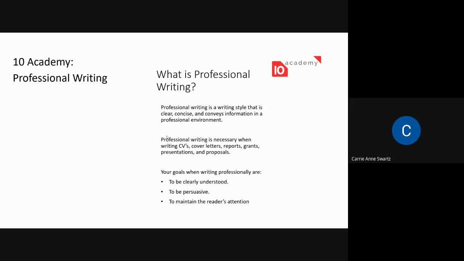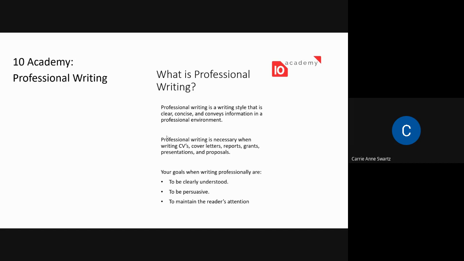You use it when you're writing CVs, cover letters, reports, grants, presentations, and proposals. So it's going to be necessary for you to write professionally when you are finishing this presentation for us. It's important to note that you need to have these goals in mind when you write: you need to be clearly understood, you need to be persuasive, and you need to maintain the reader's attention.